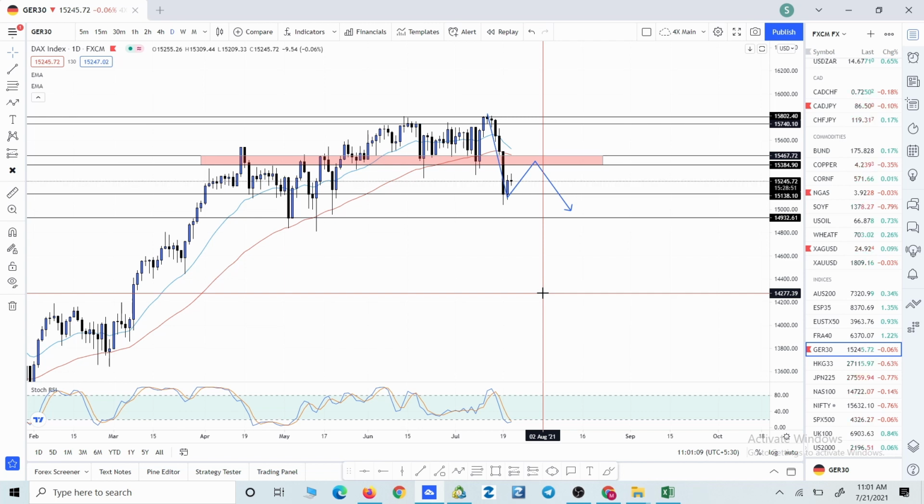So friends, this was it. These were the trading pairs that I'm currently focusing on.